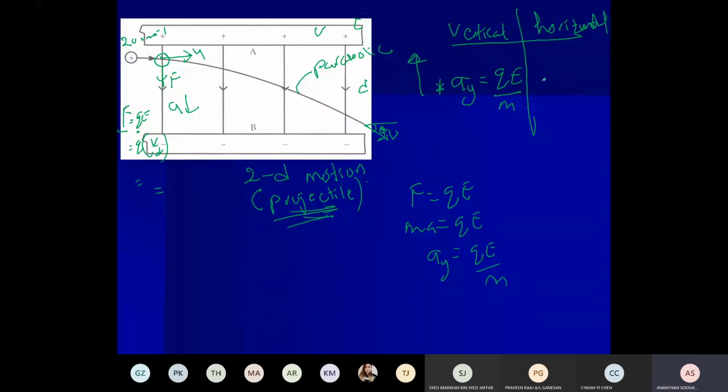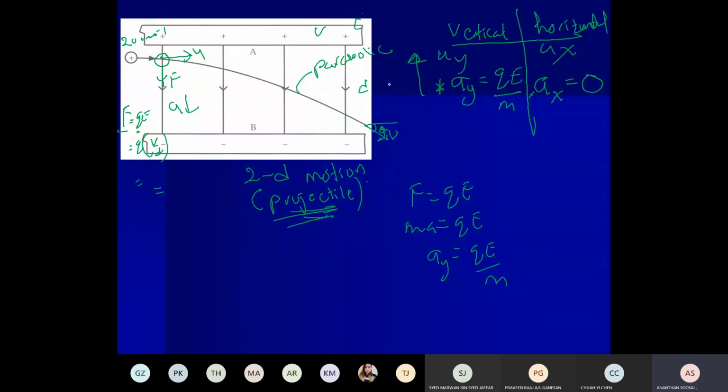Okay, AX will be what? Anyone? AX is going to be like last time. It's going to be 0. The horizontal acceleration is 0. Horizontally it never accelerates because the force is vertically down. Therefore horizontal acceleration is 0. So you need to get your AY, AX, and your UY, UX as usual. And you have to work out the time to cross the plate and everything.